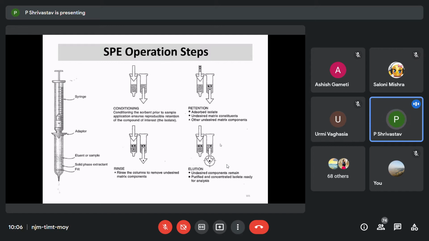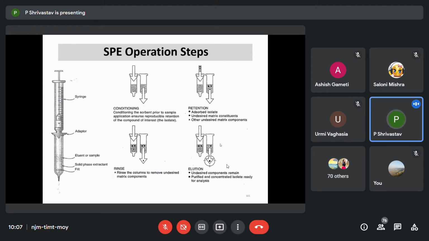There are four different steps. The first step is conditioning. Conditioning means you make the material responsive towards aqueous phase, aqueous base samples. Because it is hydrophobic in nature, naturally you want to make it responsive. Analyte and matrix should be retained, but if it is totally hydrophobic, it becomes difficult for the sample to come in contact with the stationary phase, the solid phase material. Therefore conditioning is done first, and essentially the conditioning solvent used is methanol.